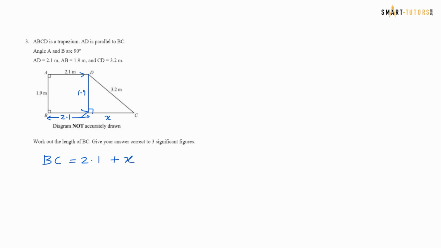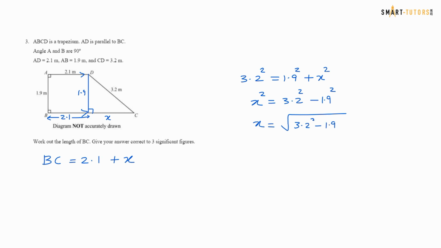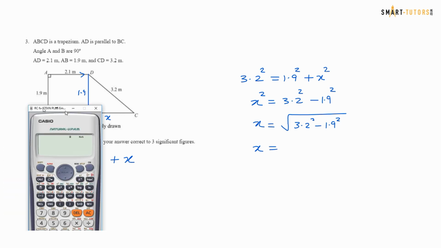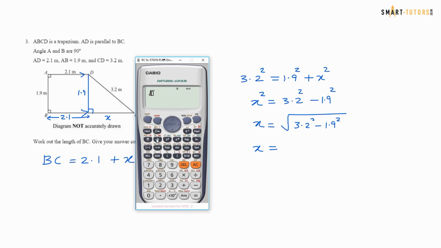Now we are going to use the Pythagoras theorem. So 3.2 squared equals 1.9 squared plus x squared. Rearranging, x squared equals 3.2 squared minus 1.9 squared. So x equals the square root of 3.2 squared minus 1.9 squared. That is the answer for x. Let's bring the calculator and do the square root of 3.2 squared minus 1.9 squared.